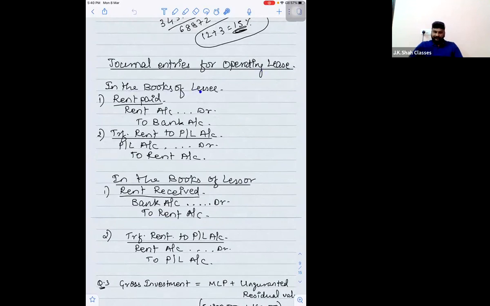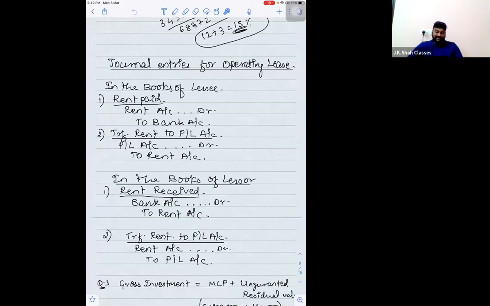First, in the books of the lessee. The lessee will pay the rent. So when you make the payment of rent, what entry will pass? Rent account debit to bank account. Correct. And at the end of the year, rent will be transferred to P&L. So it is P&L account debit to rent account. These are the simple entries which you have already seen.